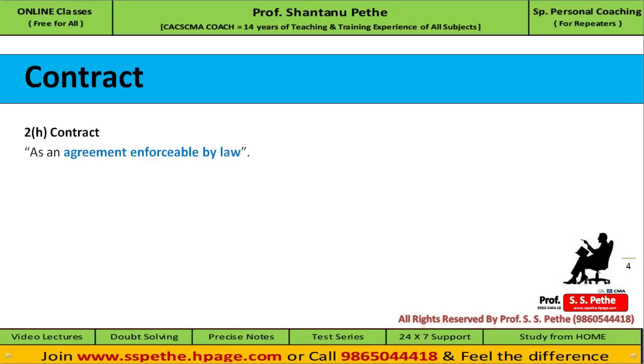Section 2H says that an agreement enforceable by law is a contract. There are two parts in this definition. First, there should be an agreement, and second, such agreement should be enforceable by law. So the contract means an agreement, and the agreement should be enforceable by law. These are the two components of the definition of contract.